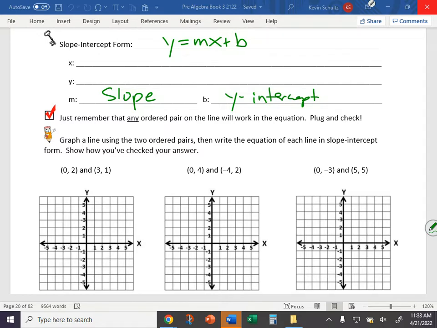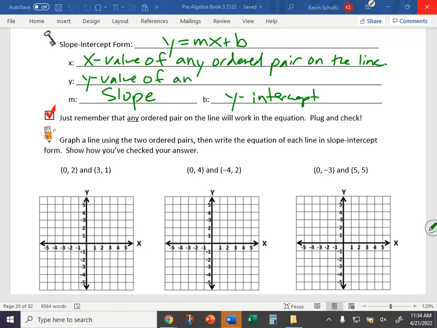We don't care about this yet, we will shortly, but the x variable represents the x value of any ordered pair on the line, and the y variable represents the y value of any ordered pair on the line. We will care about those in, I think, the next objective, maybe the one after that. But for today, slope and y-intercept.